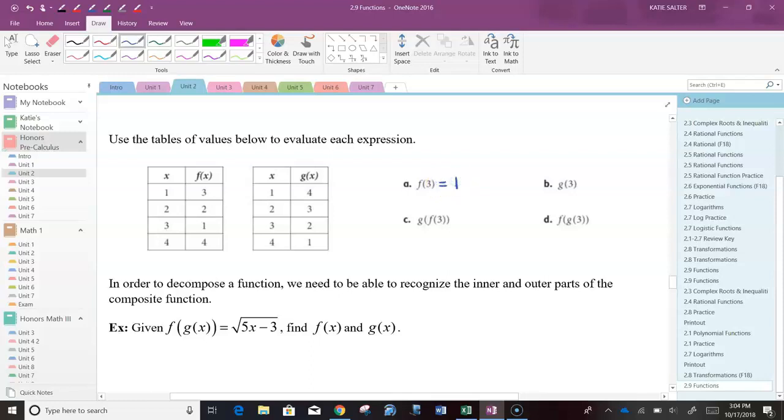Now when it says what is g of f of 3, since we already know that f of 3 is 1, we will now say, well, then this is equal to g of 1. So we go to the g function, we look when x is 1 and y is 4. So therefore, this is equal to 4.